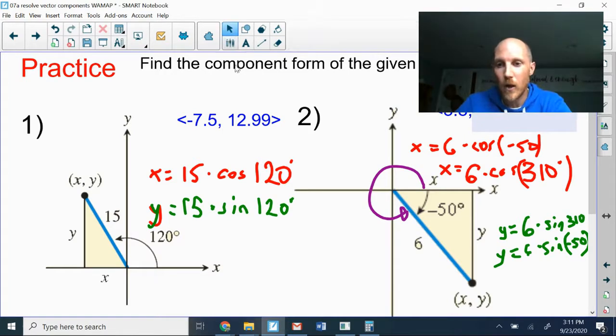Wow, cool. Okay, so either way, positive 310 degrees or negative 50 degrees, either one is going to give you the same answer. 6 multiplied by the sine of 310, negative 4.6. Again, we can see on the graph that the y component should be negative. It's going down. Awesome. Well, there you have it.